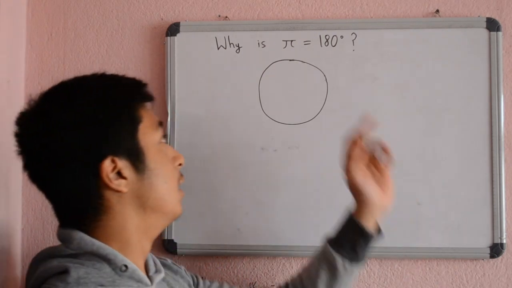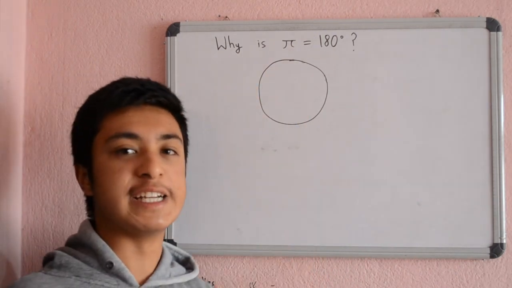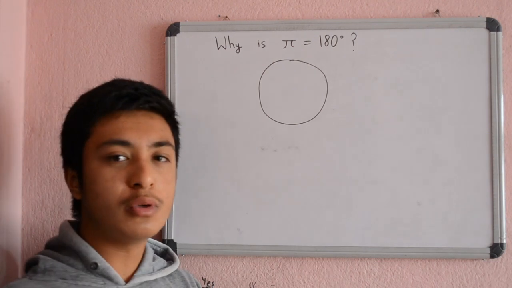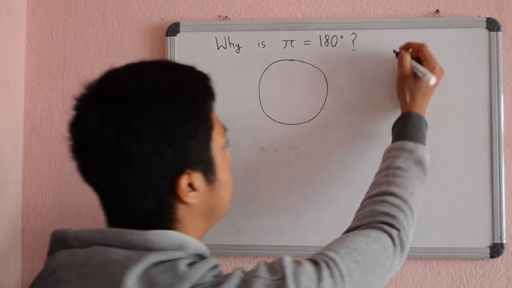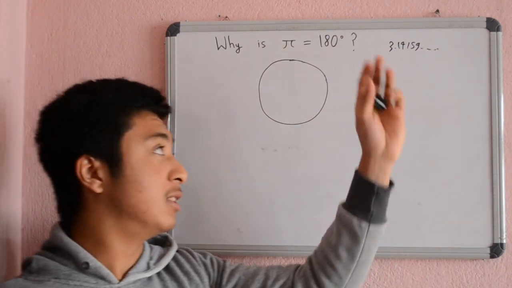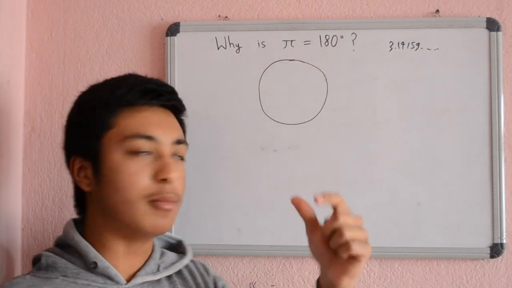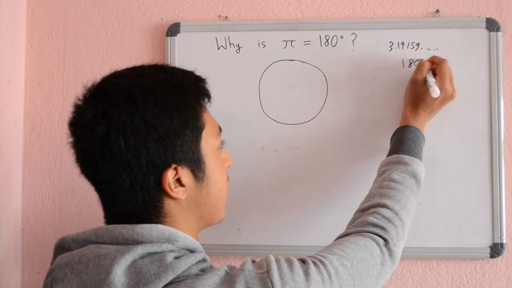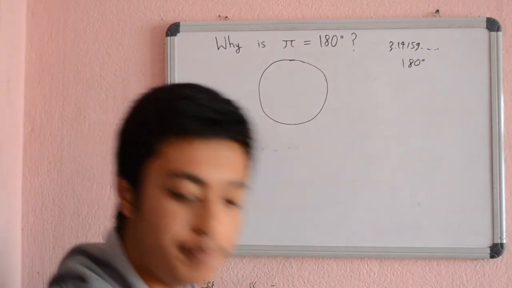Hello guys, let's find why pi equals 180 degrees. So, we know that pi is just a number. It's just 3.14159 and so on. But how does this seemingly random number equal 180 degrees in terms of angle?